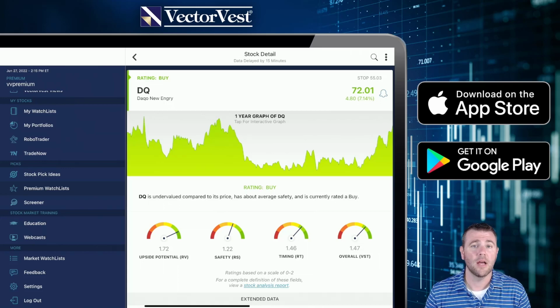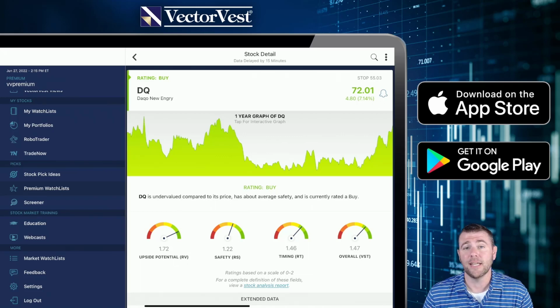Now, as always, these are on a scale of 0 to 2, and above 1 is good and below 1 is bad. So the first one we're looking at is RV, or relative value, which is looking at the long-term potential of the stock over the next 1 to 3 years. And at 1.72, DQ has great long-term potential. The next is the RS, or relative safety, which is looking at the consistency and the predictability of their financial performance. But to keep it simple, it's simply an indicator of risk. Since the RS is above 1, that shows this stock has less risk than the average stock out there.